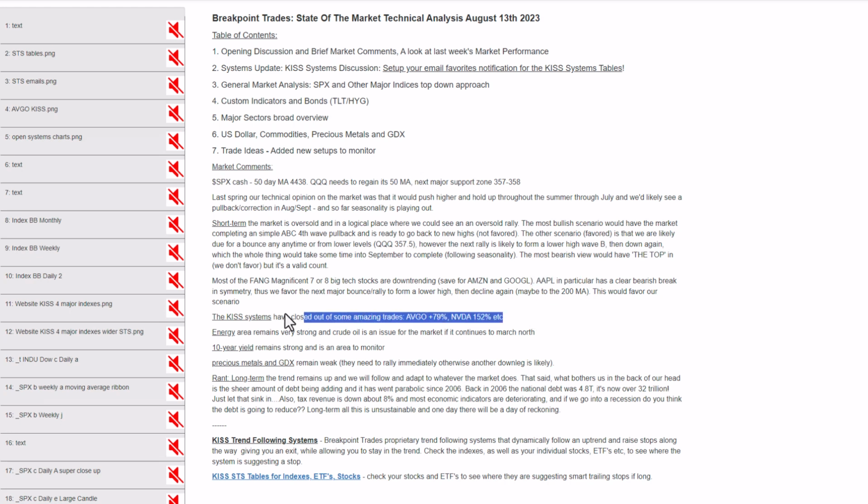Like I said, the KISS systems have done well. AVGO locked in a 79% gain, NVIDIA 150%, Meta something similar. So they've done amazing. And the energy area remains very strong. Crude oil is an issue for the market if that continues to march north.